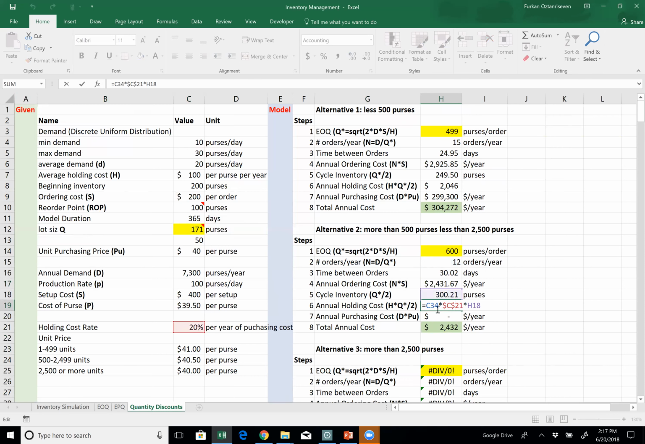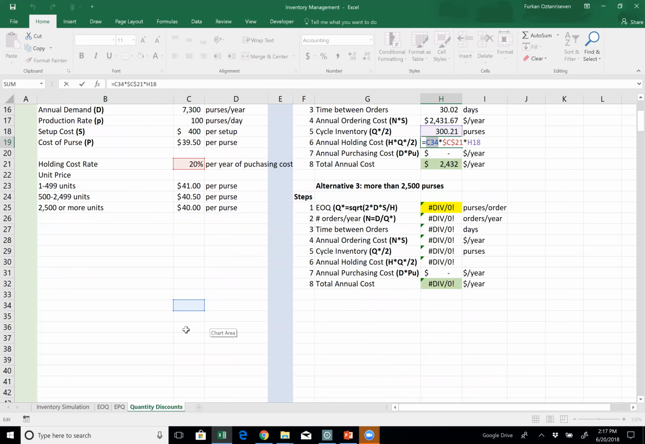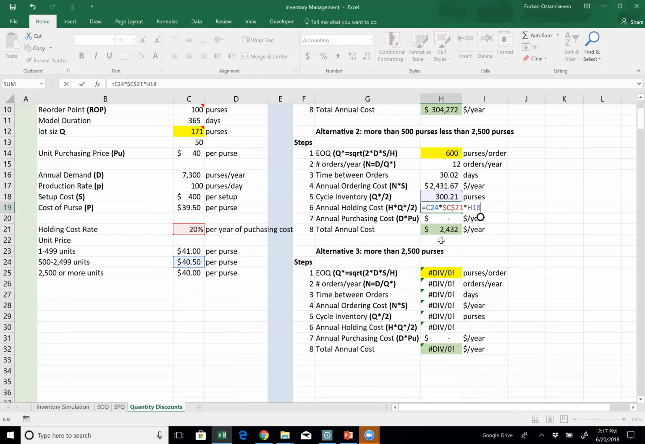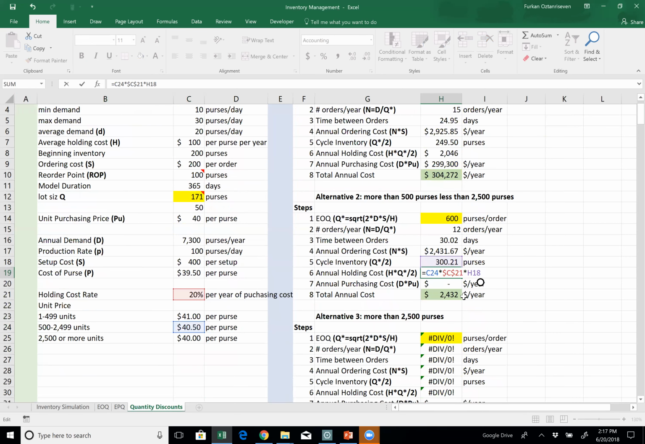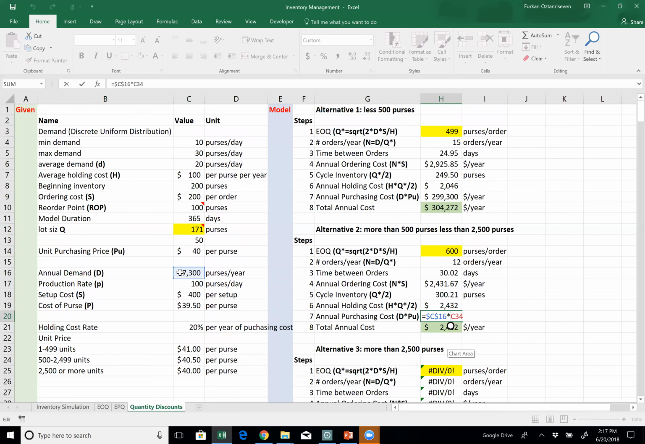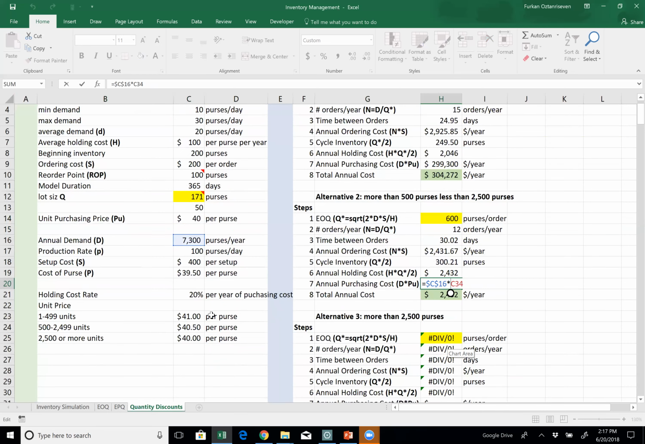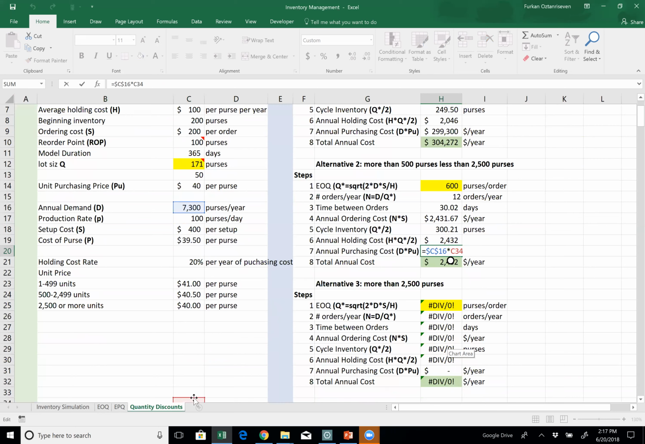Here, the blue cell is supposed to be H. Again, this is the blue cell, it shouldn't go all the way there. I know that the purchasing cost is $40.50 times 20%. That will give me my capital H. And that's good. Annual purchasing cost, demand times PU. In this case, PU is again $40.50. I will drag this red cell over here. And total annual costs looks good to me as well.